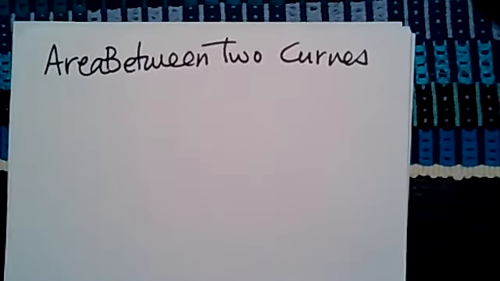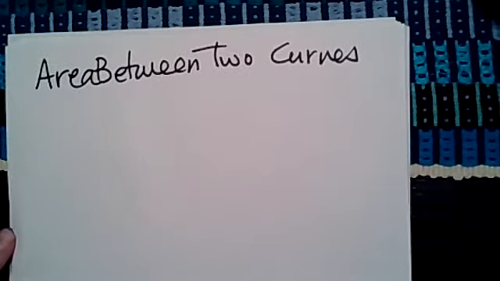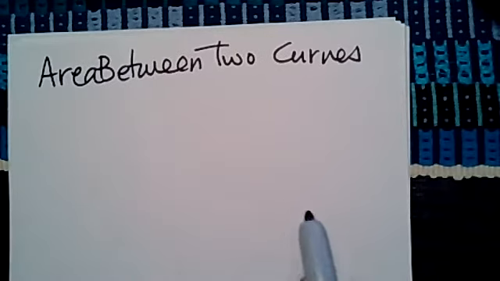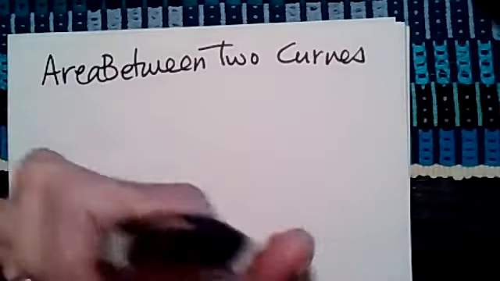This lesson is the area between two curves. If you recall, in the last section, we found the area bounded by the x-axis and a curve from x is equal to a to x is equal to b. So today we're going to talk about the area between two curves, not necessarily the x-axis.